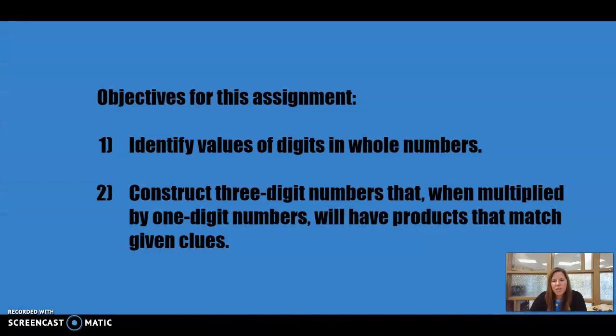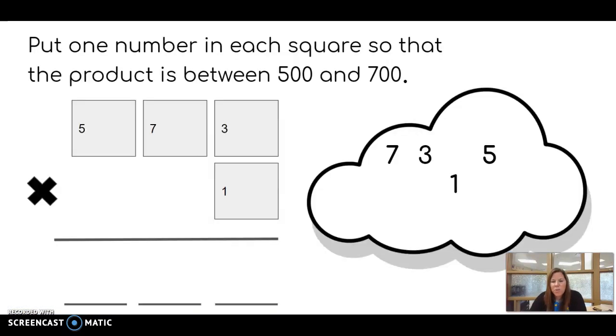And there are two different goals or objectives that I want you to think about while you're doing this assignment. The first one says, identify values of digits in whole numbers. And then the second one says, construct three-digit numbers that when multiplied by one-digit numbers will have products that match given clues.